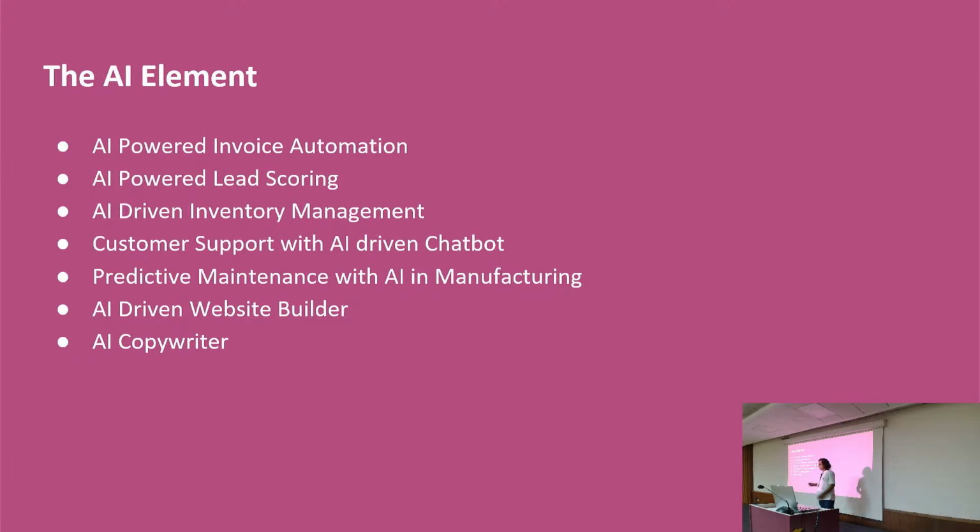Now, the AI element. I have chosen only one point here for the AI element because all of them are there already. So now Odoo is already coming with AI-powered invoice automation. Here what it does is, you come up with a paper invoice or a PDF invoice. It helps you read it through OCR and immediately put the data into the system.